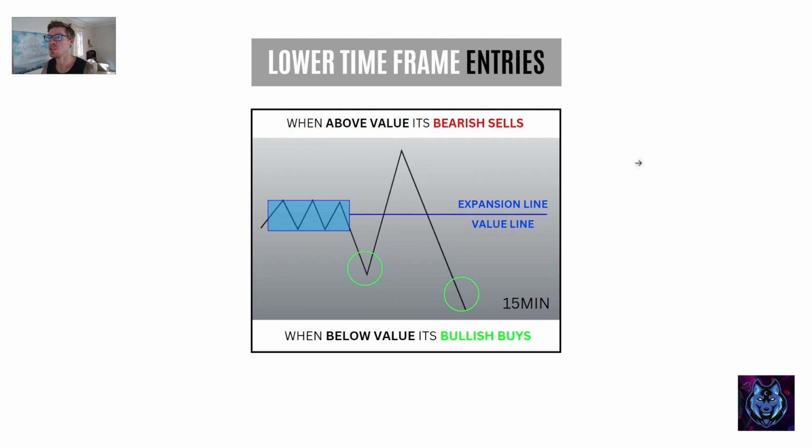Lower time frame entries: when price is above value, it's a bearish sell. When below value, it's a bullish buy. So if the higher time frame is bullish, we're only looking to enter our long positions below the expansion line, below the value line. And the opposite when it's bearish.